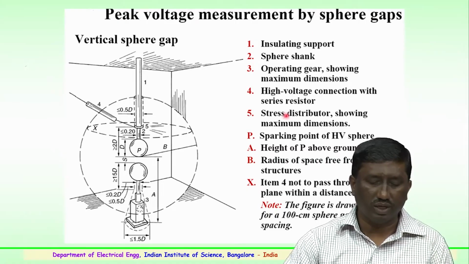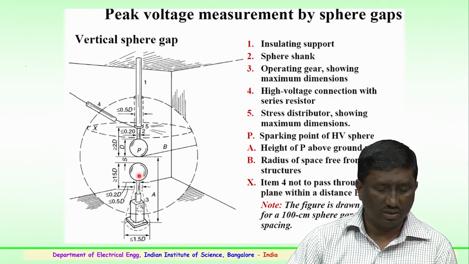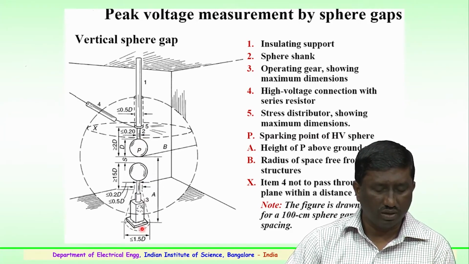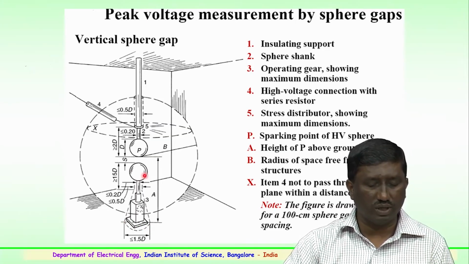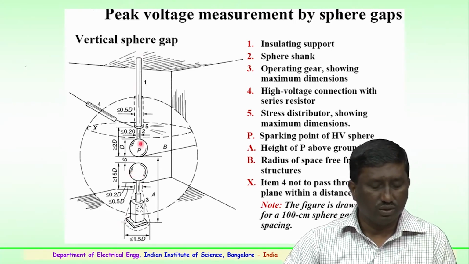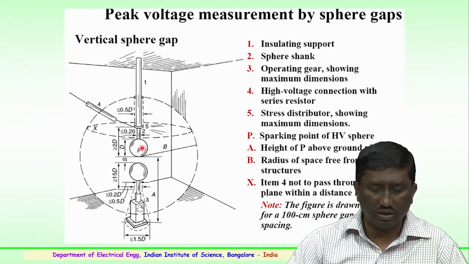This assembly consists of the following. You can see the two spheres here. One of the spheres is connected to the ground end, and it could be on a mobile platform, while the other is normally fixed. The two spheres are fixed to insulating supports. You can see that this is the insulating support.